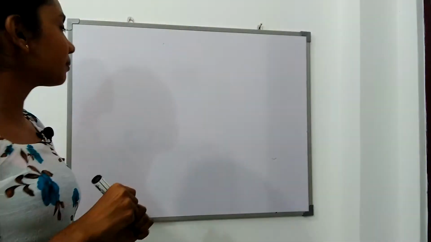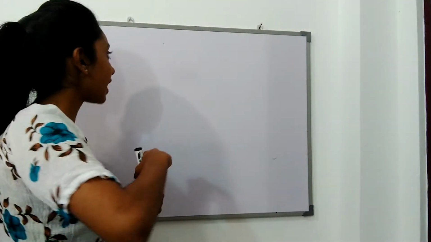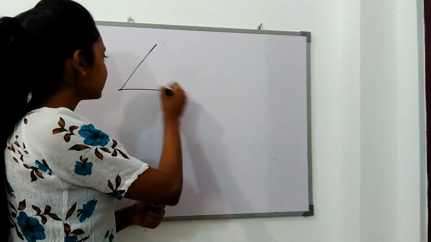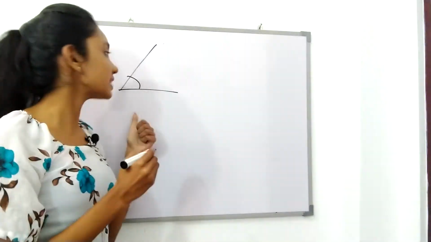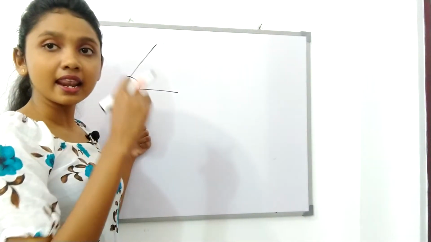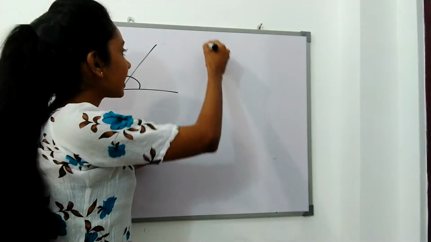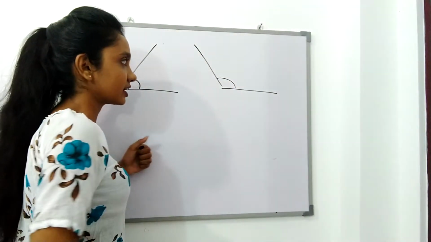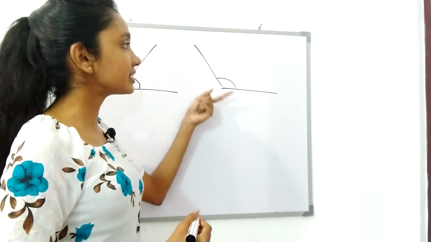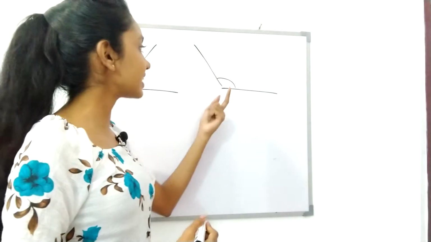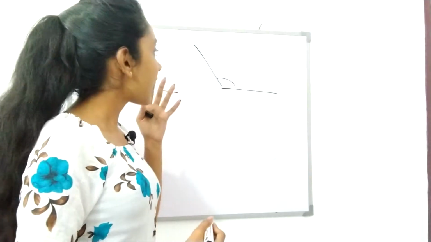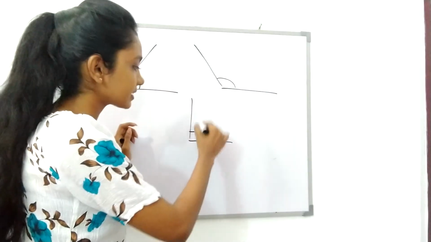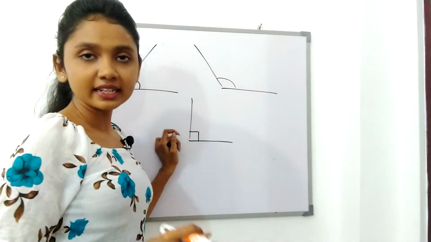So there are three basic types of angles. First one is the acute angle. That means for this type of angle, the angle is less than 90 degrees. And there's another one, where the angle is greater than 90 degrees. We call it an obtuse angle. And another one is exactly 90 degrees. We call it a right angle.